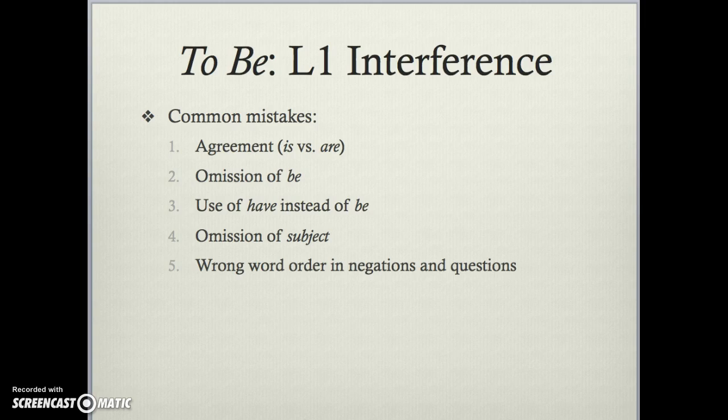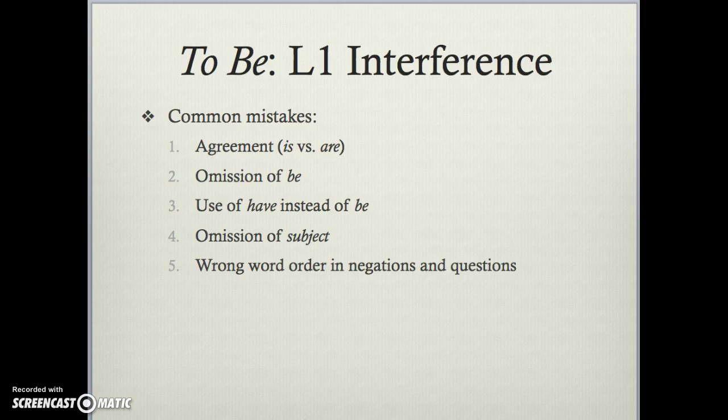Okay, next, what does Folse say about L1 interference with the verb to be? He identifies several common mistakes that ELLs make with be, and I have found this to be true. 1, sometimes students make agreement mistakes, especially after there, saying, for example, there is for both singular or plural. There is a lot of problems, for example. Or they might be unclear about the difference between count and non-count nouns, saying something like furniture are instead of furniture is.